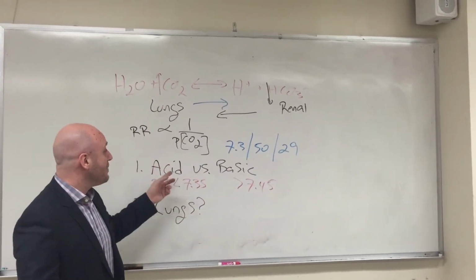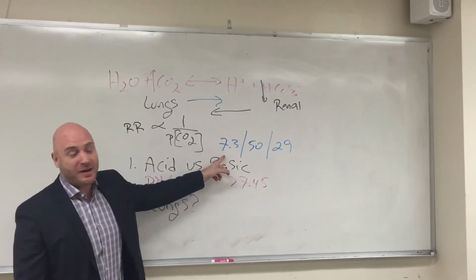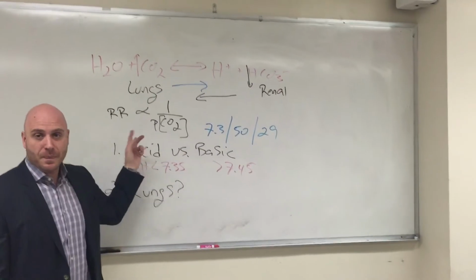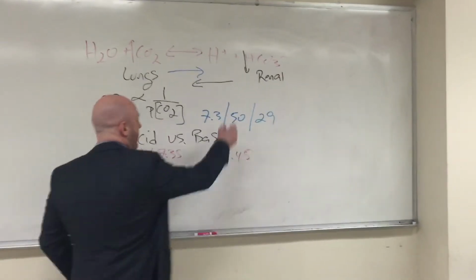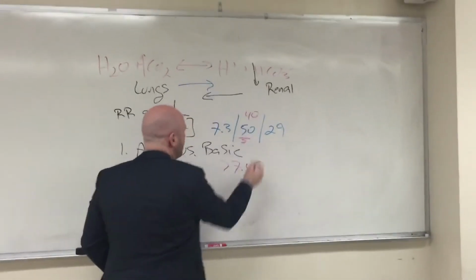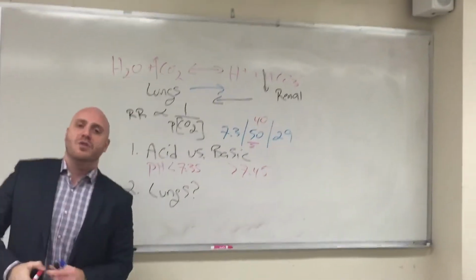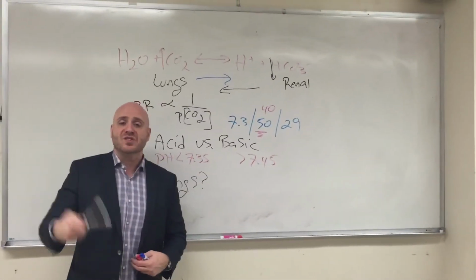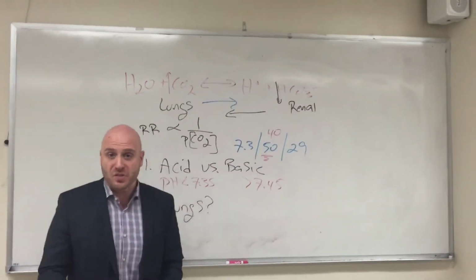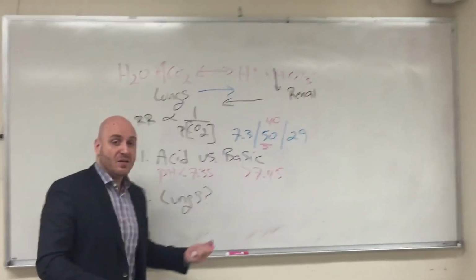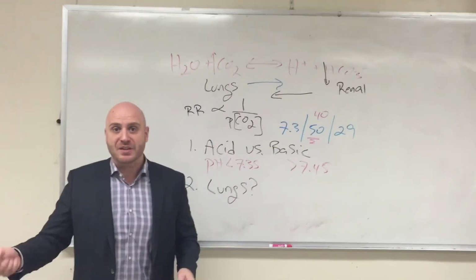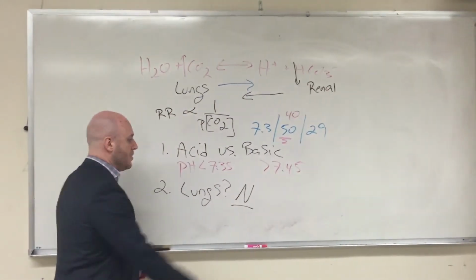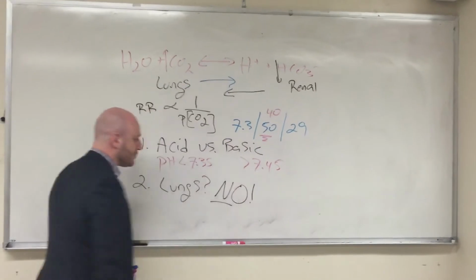But the fact of the matter is, if you're in an acidic situation, you want the lungs to blow off CO2. You want to increase your respiratory rate. Now, normal CO2 is about 40. Our CO2 here is about 50. What do you think about that? That's inappropriate, right? The lungs are holding on to more CO2 than they're supposed to. So, are the lungs doing their job? The answer is no, they're not.